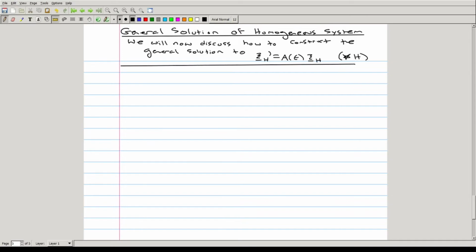And right off the bat, we will need a couple of definitions that are essentially coming from linear algebra. And this is the definition of what it means to have linearly dependent versus linearly independent vectors. And really, we need to extend this idea to vector-valued functions.